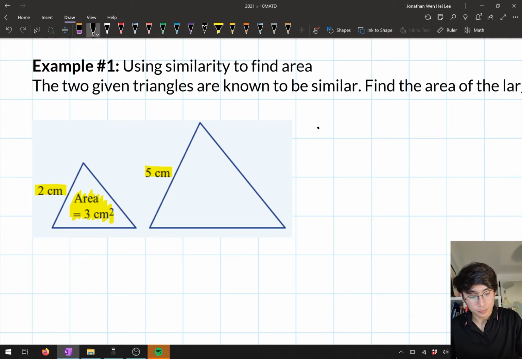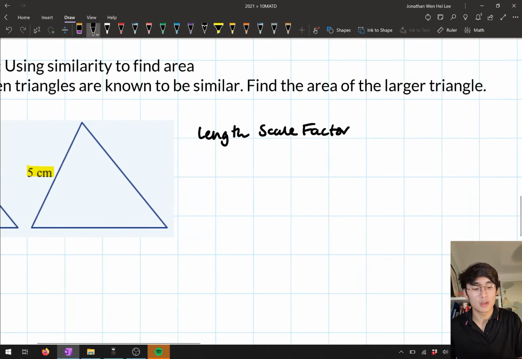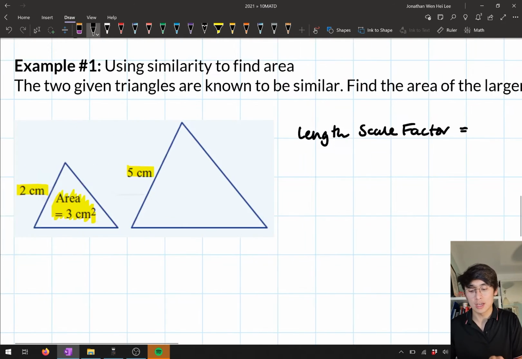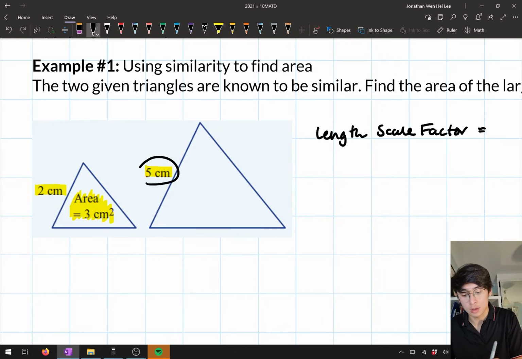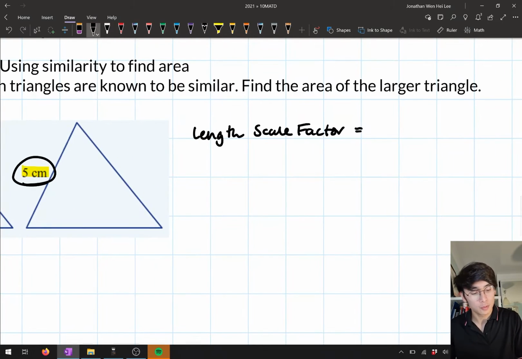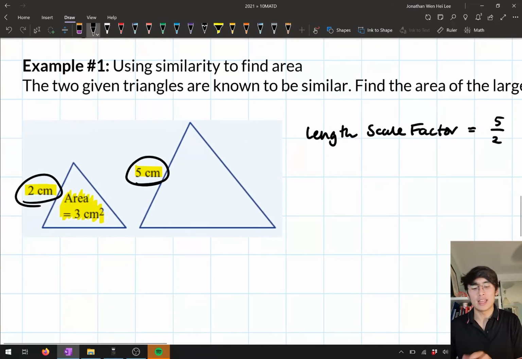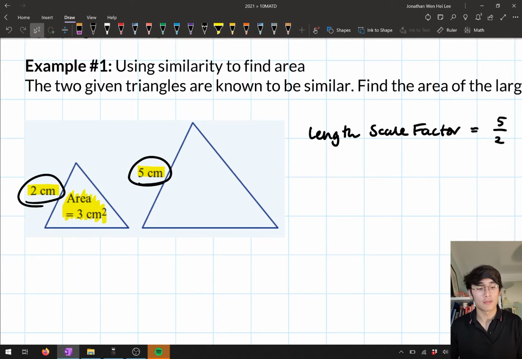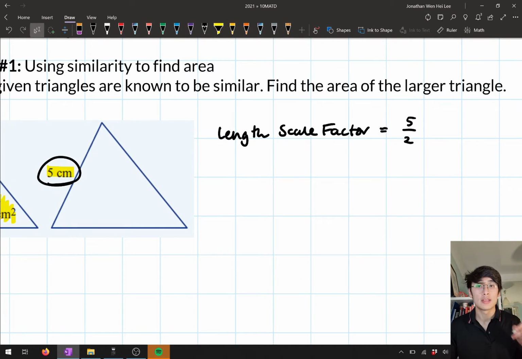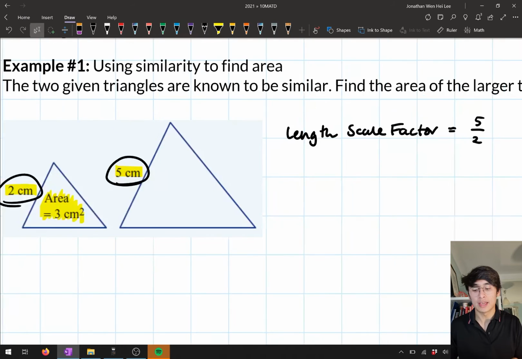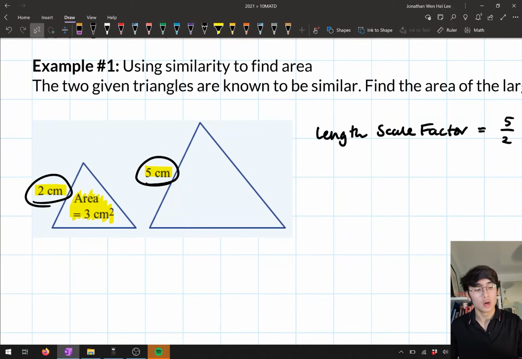Let's just find the length scale factor. If you remember, when we're trying to find the scale factor, we don't square the sides, we divide the two corresponding sides. So here it's going to be 5 divided by 2, because these are the two lengths I'm looking at. Now, that was for length. If we wanted to find any other lengths, we just multiplied or divided by this scale factor. However, because we want to deal with the area of the larger triangle, we want to find the area scale factor.